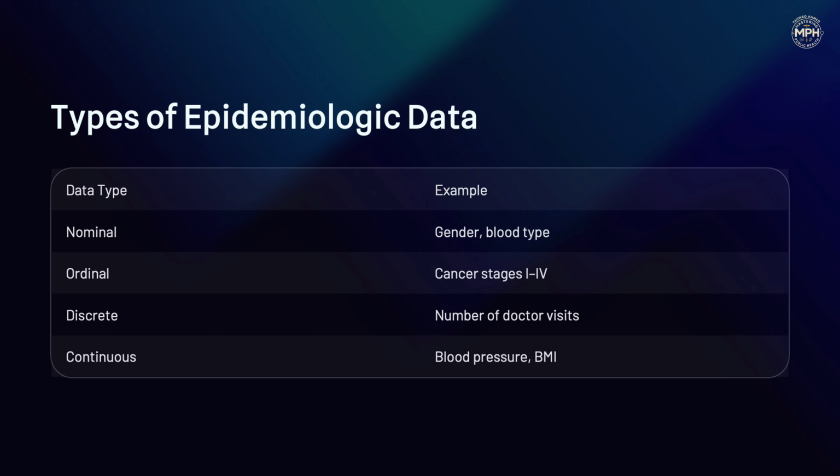Data types in epidemiology. Epidemiologic data fall into four main types. First is nominal data, categories without order, for example, blood type, gender. Second is ordinal data, categories with order, for example, cancer stage. Third is discrete data, countable numbers, for example, number of hospital visits. Fourth is continuous data, measurable on a scale, for example, weight, blood pressure. Understanding the type of data you're working with determines the appropriate statistical methods.